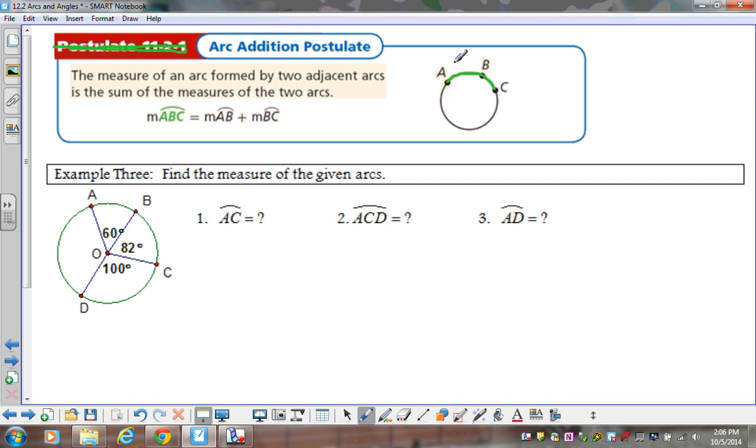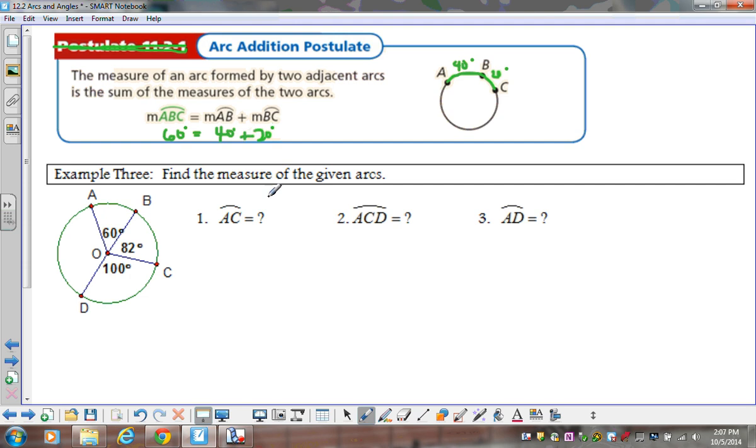All right, so if I knew that arc AB right here was, let's just say it's 40 degrees, and I know that arc BC is 20 degrees, then together the measure of arc ABC, or the measure of arc AC, since it's a minor arc, would be 40 plus 20, which happens to equal 60 degrees. So that's what the arc addition postulate says. If you just add up each of the smaller arcs, that will give you a larger arc.